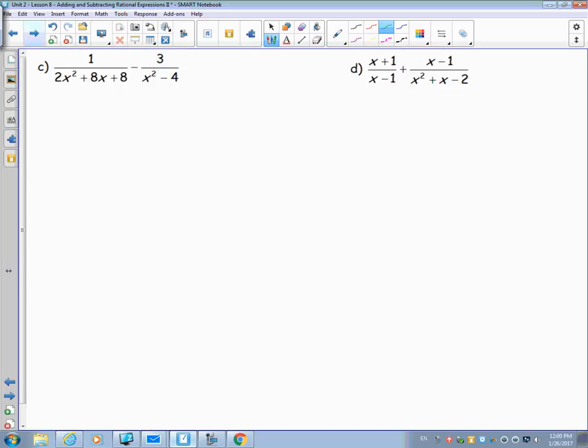Last one. Oh, last set, sorry. We got all kinds of parts and pieces in these ones. So, we gotta get them factored first before we can start.